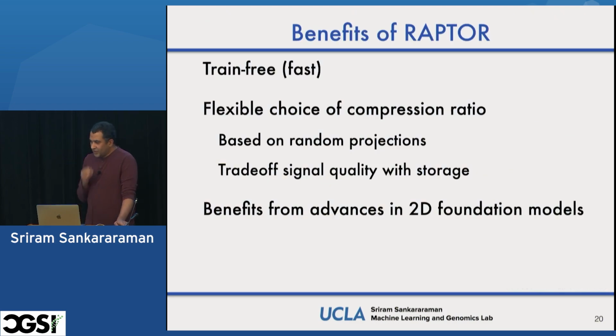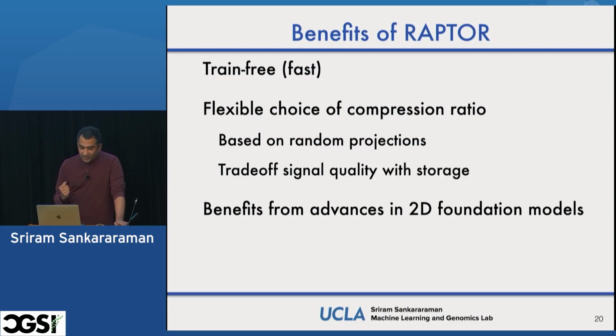So what are the benefits of this approach? Firstly, there is no training involved, so it is extremely fast. We're taking existing pre-trained 2D foundation models and applying them to the 3D image data set. There is also a tuning parameter, the compression ratio, which is determined by how many random projections we use. That is going to be a trade-off between signal quality and compression.